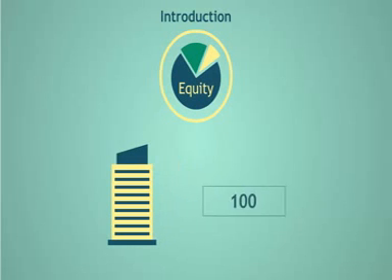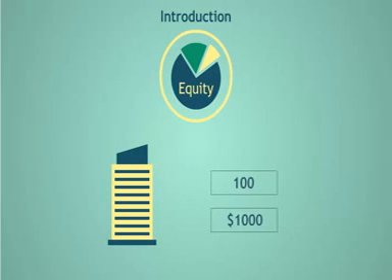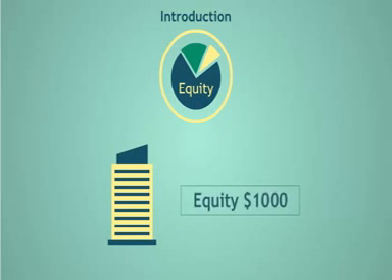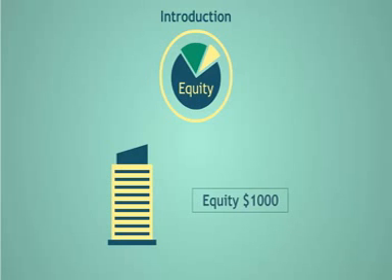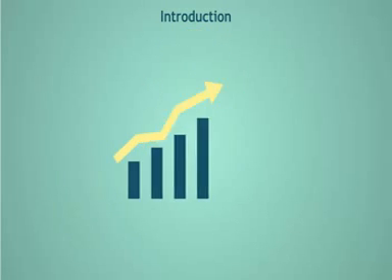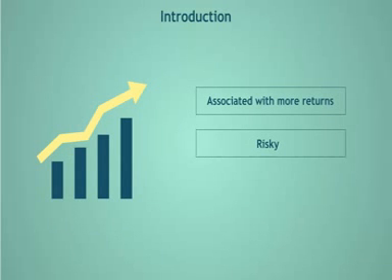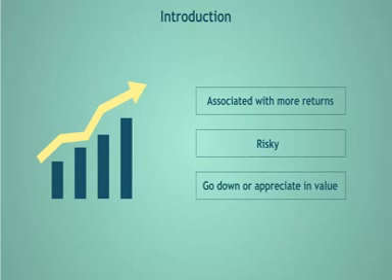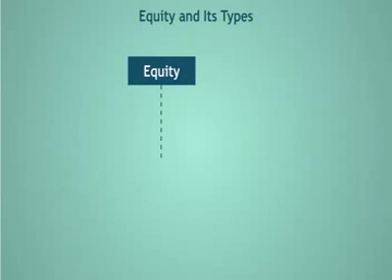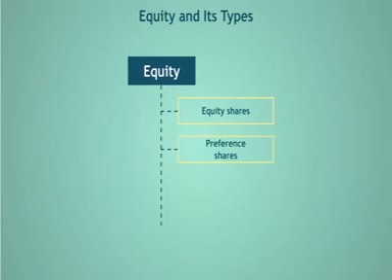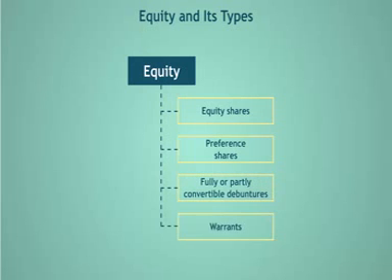If you own 100 shares of value $1,000 in a firm, you are said to have an equity of $1,000 in the firm. Equity instruments are generally associated with more returns. They are risky since they can also go down quickly in value or evaporate if the firm runs in losses. Equity instruments include equity shares, preference shares, convertibles such as fully or partly convertible debentures, and warrants.